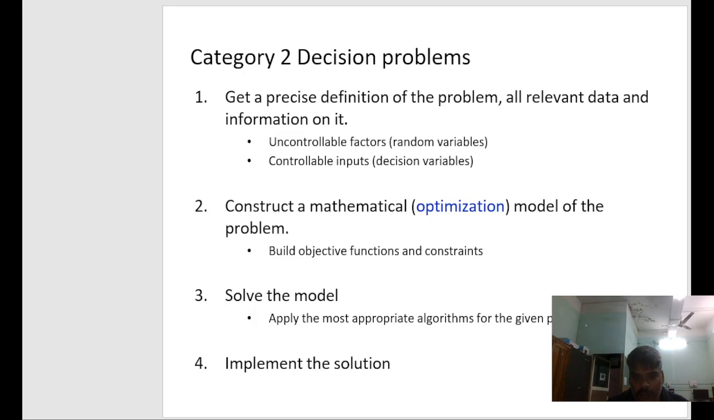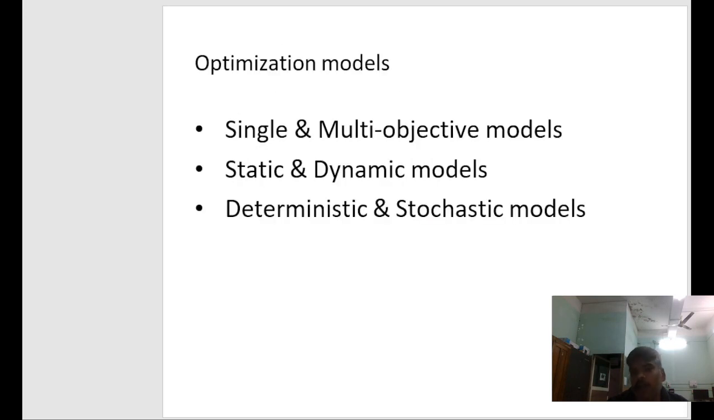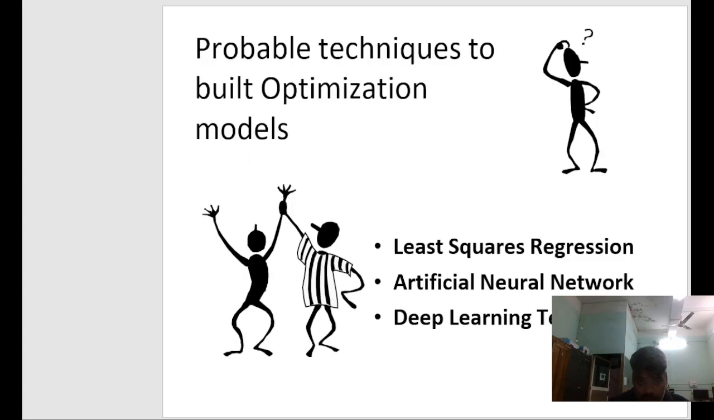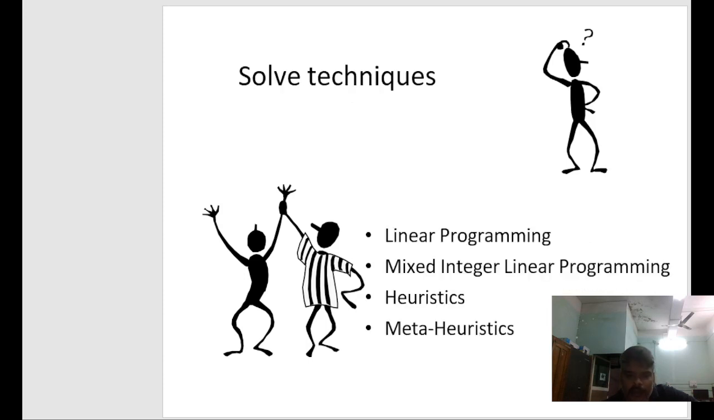Optimization model, mathematical optimization. Build types: single and multi-objective optimization models, static and dynamic models, deterministic and stochastic models. What are the probable techniques to build an optimization model? Least squares regression, artificial neural network, deep learning techniques. Solve techniques: linear programming, mixed integer linear programming, heuristic, metaheuristic.